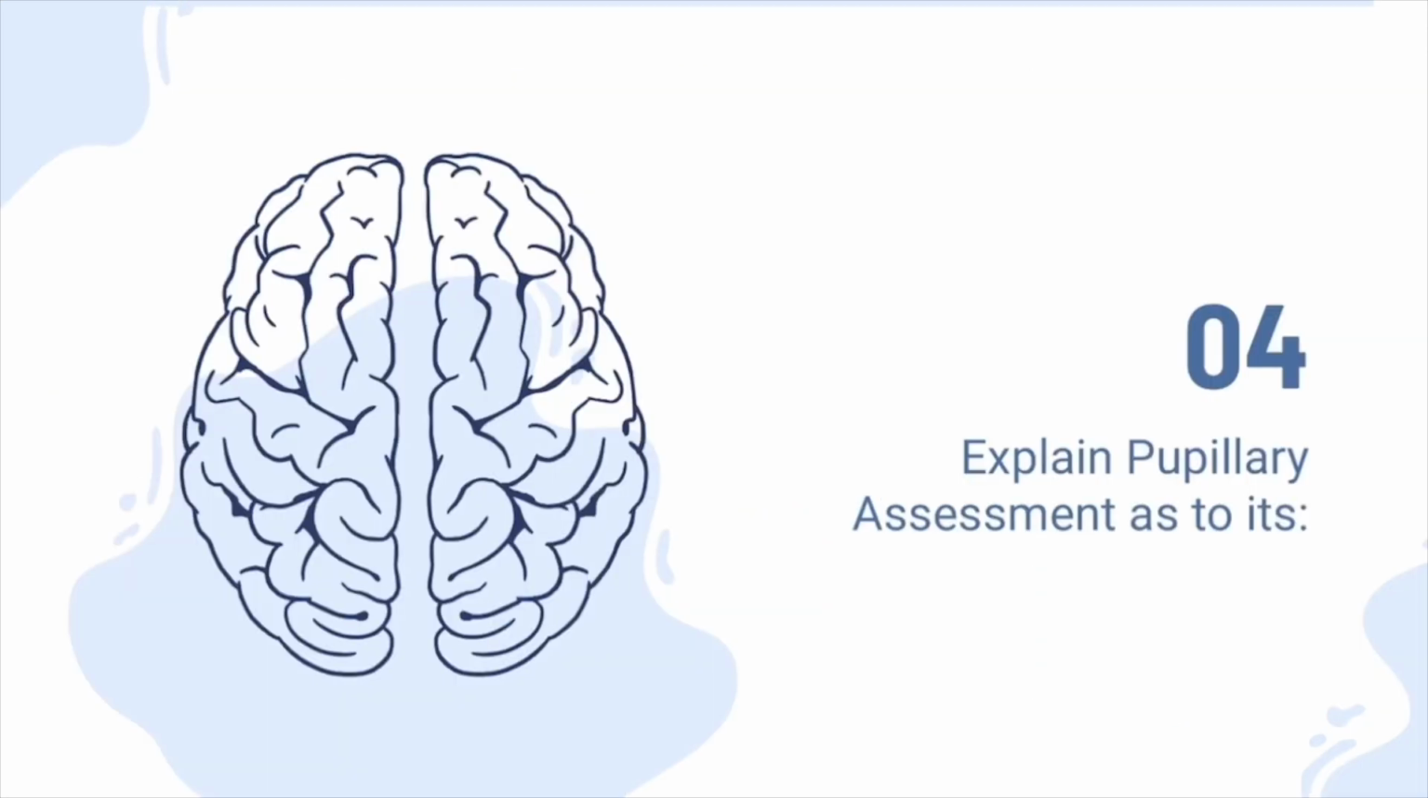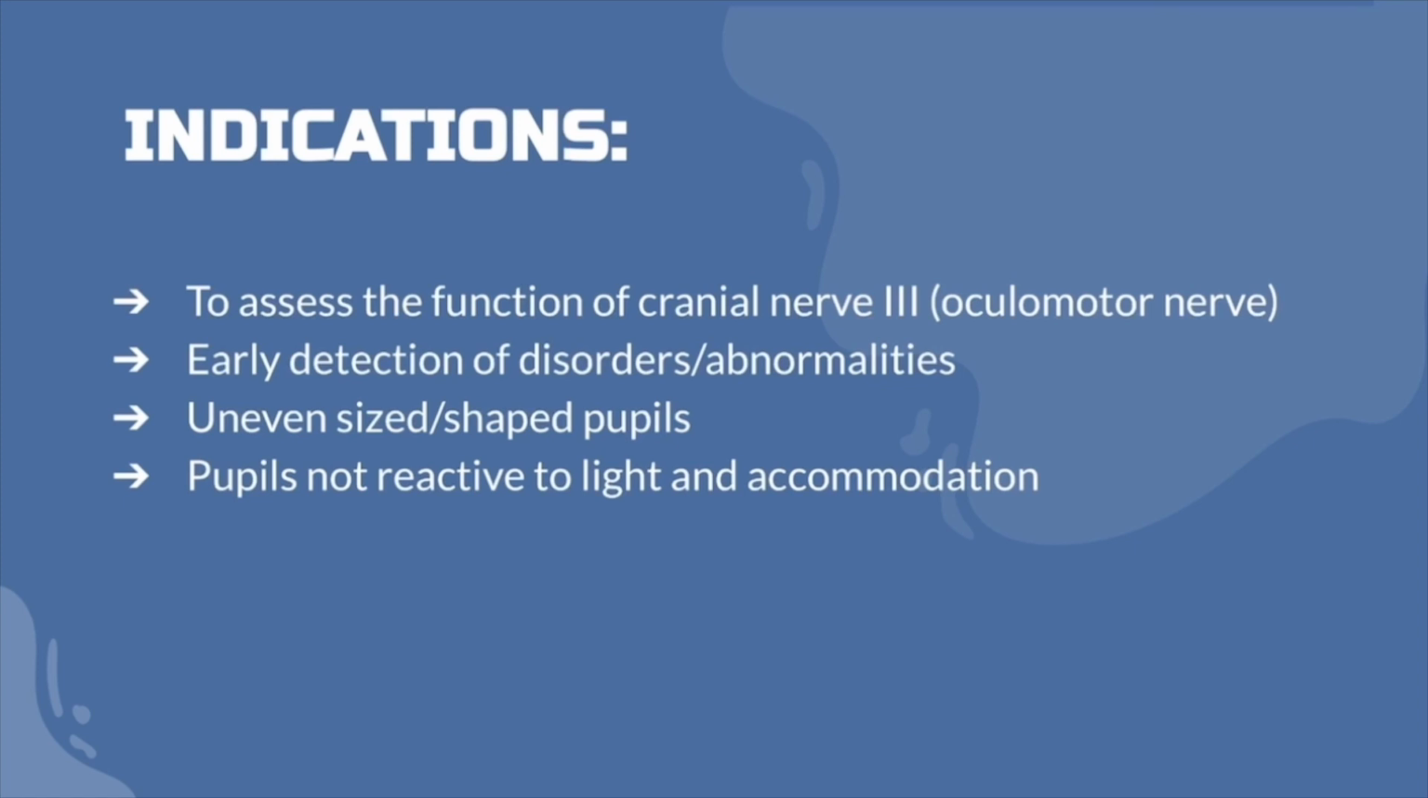Next is to explain pupillary assessment as to its indications. First is to assess the function of cranial nerve 3 or the oculomotor nerve and to detect disorders or abnormalities early. There are circumstances where a person thinks his or her pupils are naturally unequal, but that is not always the case. Therefore, undergoing pupillary assessment is a sure safeguard for early detection of any abnormalities.